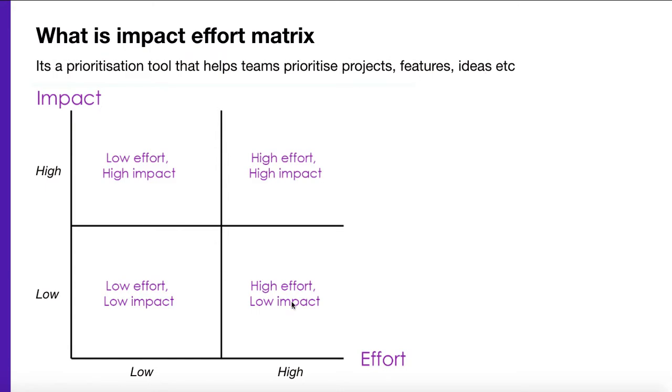So this matrix has two axes which have four quadrants: the low effort high impact quadrant, the high effort high impact quadrant, the high effort low impact quadrant, and the low effort and low impact quadrant. Now let's see what each quadrant means.